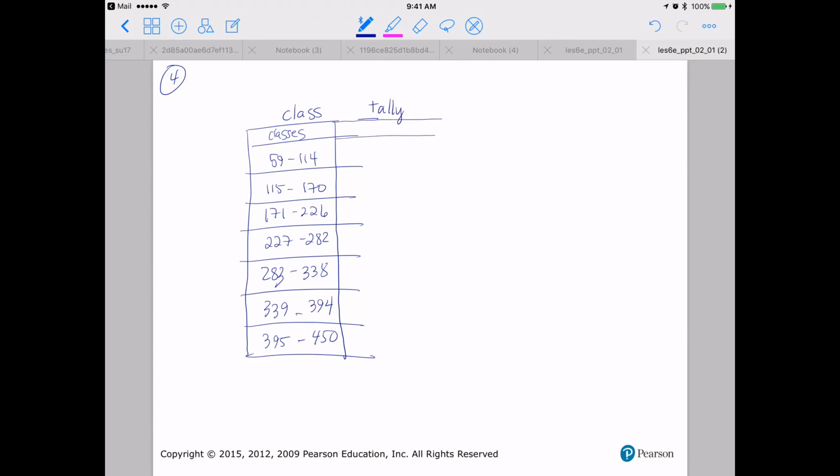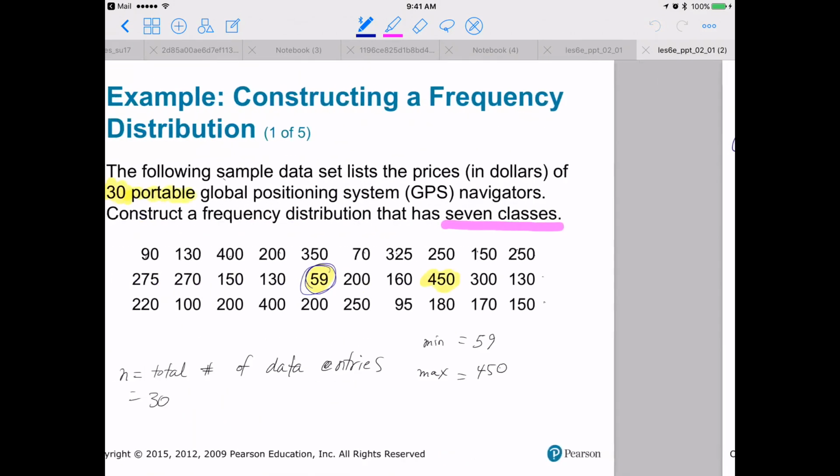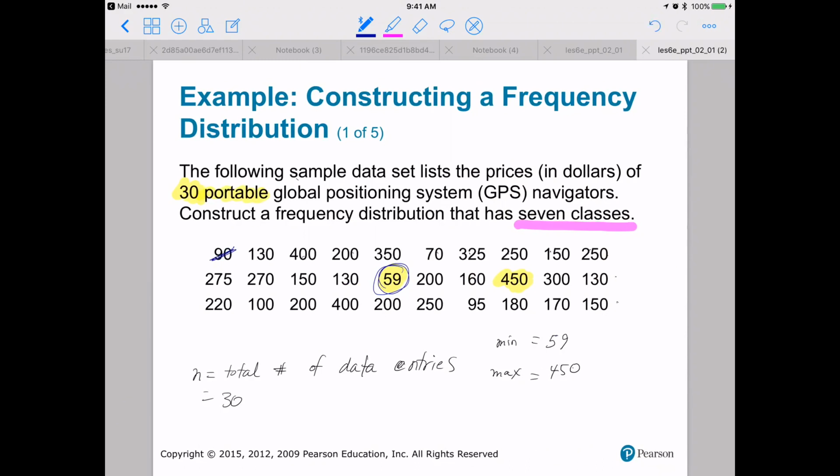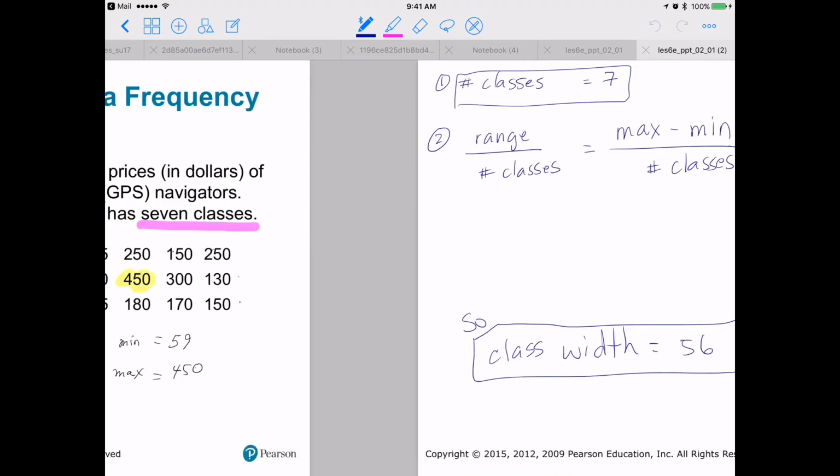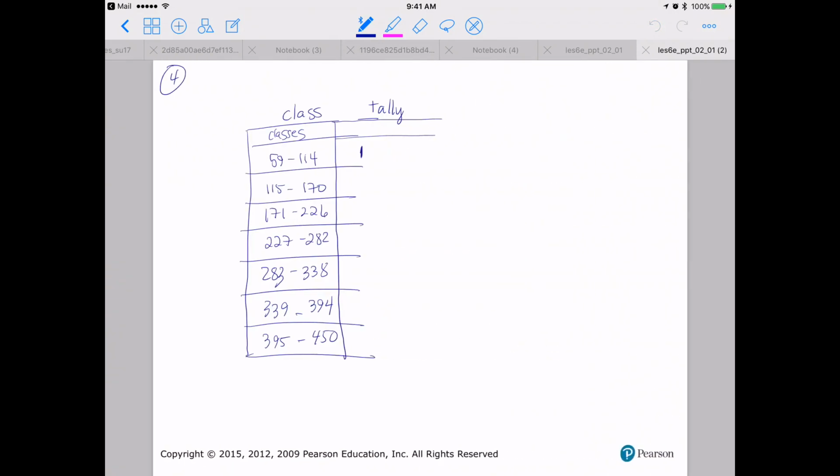And in order to do the tally marks, I'm looking back at the data that I have. See how this 90, so 90, I'm going to cross out 90 and I go here and I put a tally mark in this class since 90 is in between 59 and 114. Okay, what's my second one? Is 130. And 130 is here. The third data point is 400. So 400 goes here. 200 goes here. 350 goes here. 70 goes here. 325 goes here.